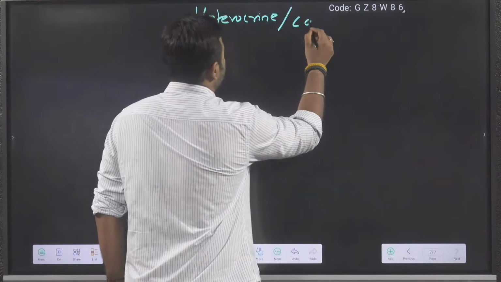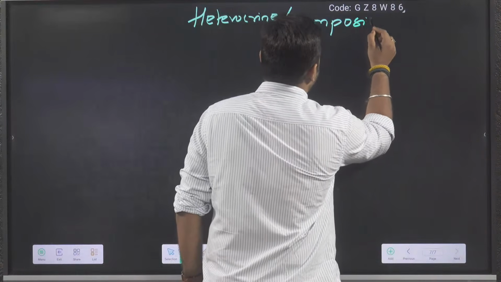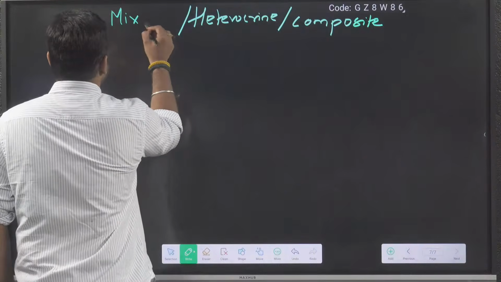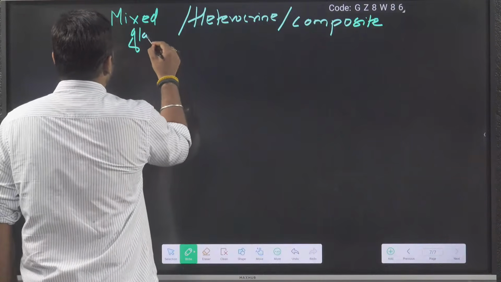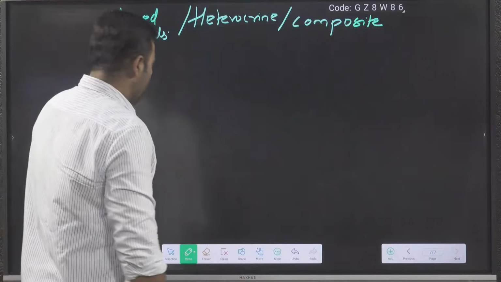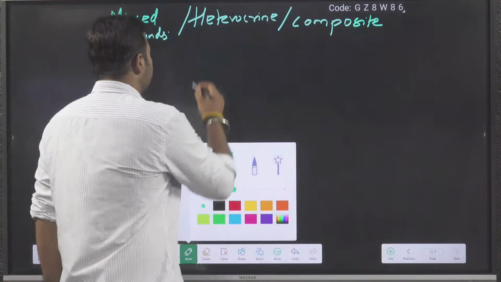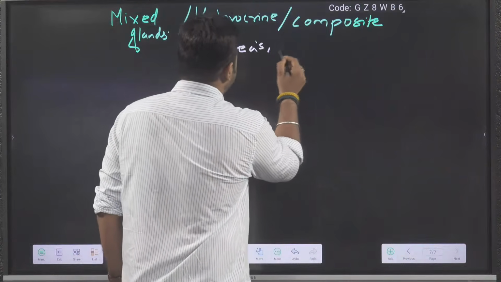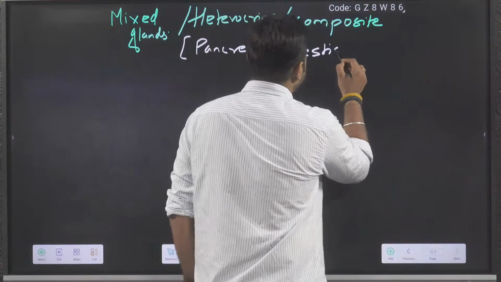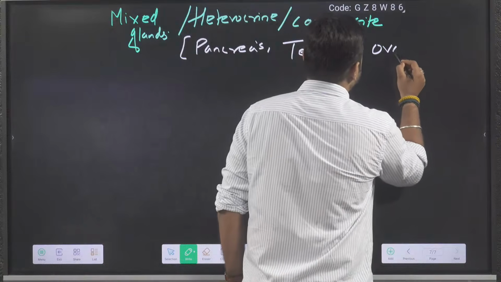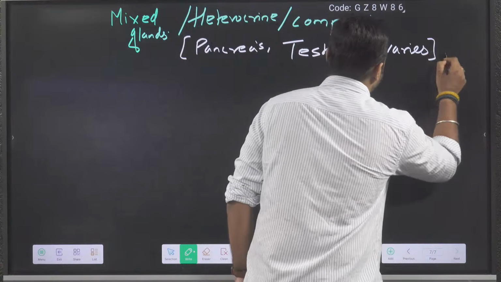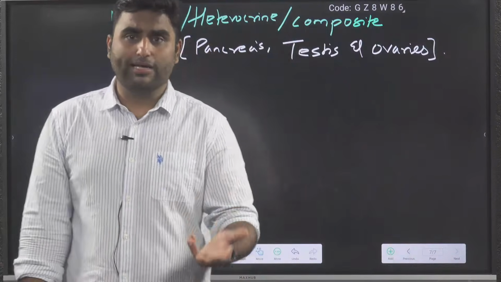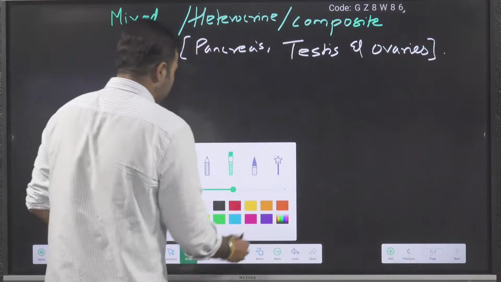Heterocrine glands are also called composite glands, or mixed glands. What are the examples? The examples are pancreas, the testes, and the ovaries. So let us first discuss the pancreas quickly.